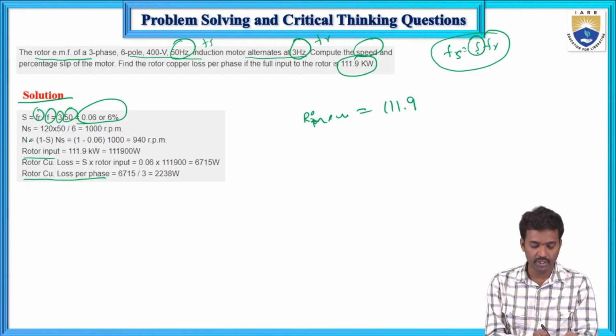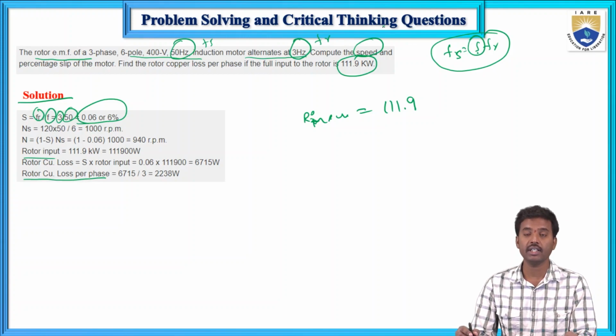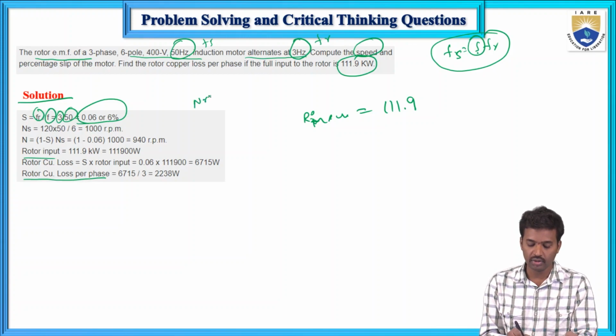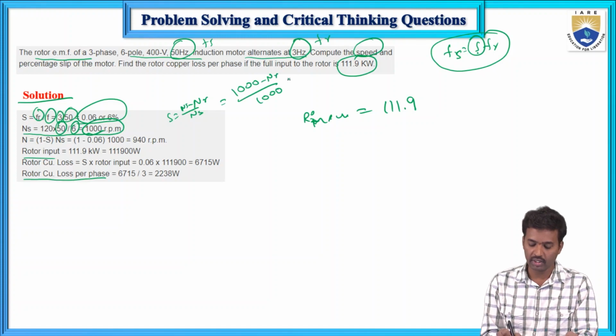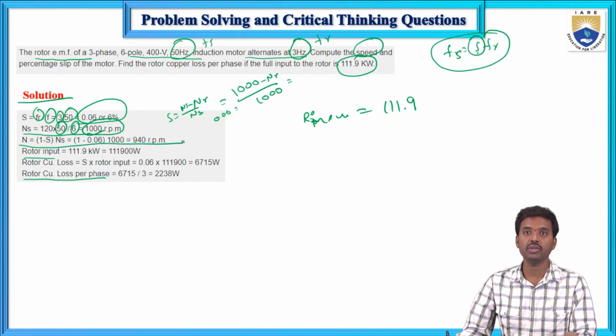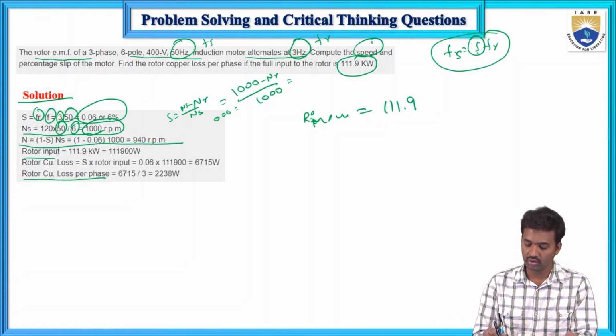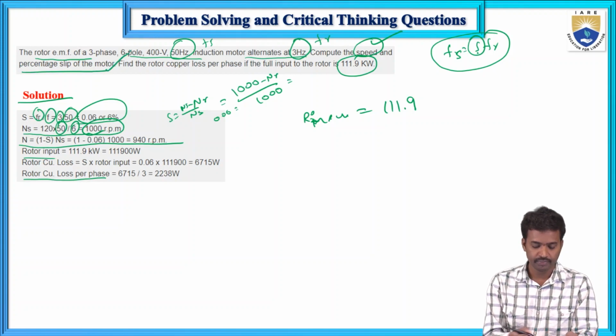How will we calculate the speed? First calculate Ns, and then you need to calculate NR. The slip value is Ns minus NR divided by Ns. Ns equals 120 f by P, with f and P given, so Ns is 1000. So 1000 minus NR divided by 1000 equals 0.06. From this you calculate NR, and that value equals 940. So this is our speed, and the percentage slip is done.